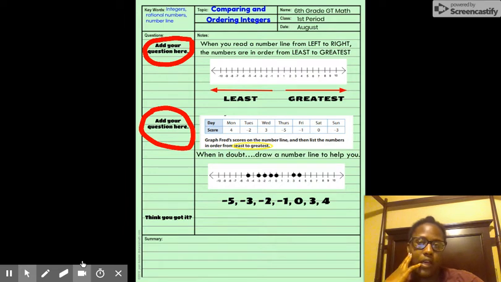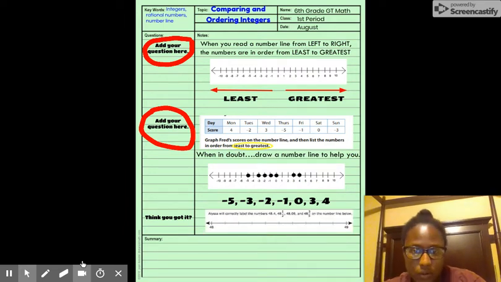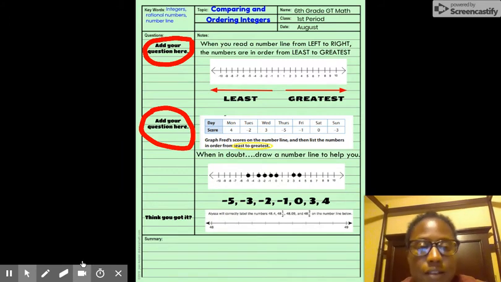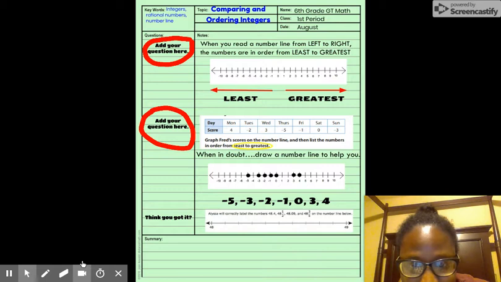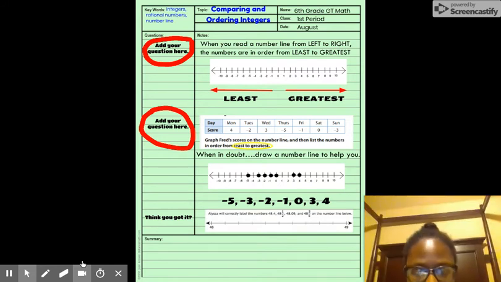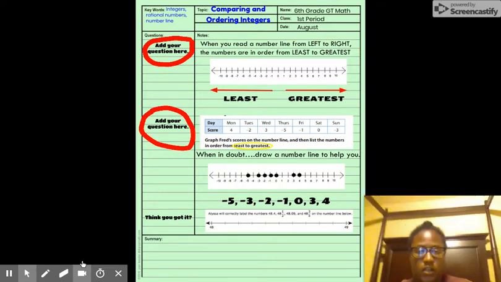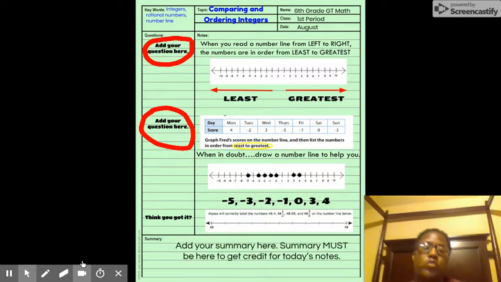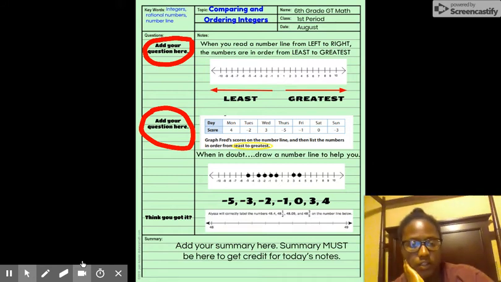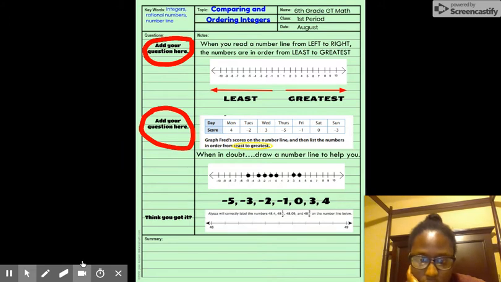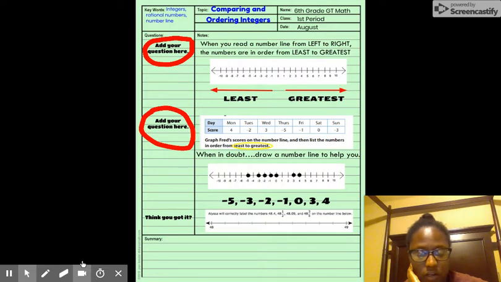So I'm going to give you a bonus type of question. It says Alyssa will correctly label the numbers 48.4, 48 and a half, 48.09, and 48 and 3/5 on the number line. So you are going to try to put those numbers on the number line the correct way. If you notice, you have 48.4, which is a decimal, and then 48 and a half, which is a fraction, then 48.09, which is a decimal, and then 48 and 3/5, which is a fraction.